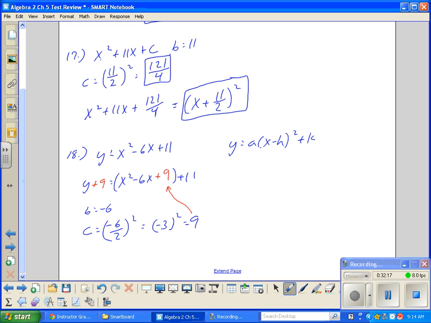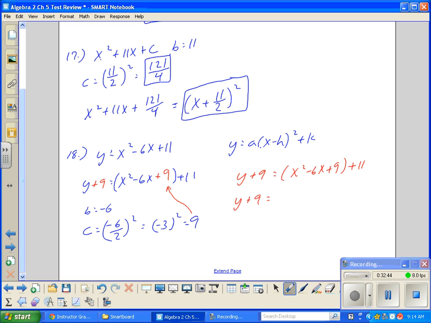So now we're at y plus 9 equals x squared minus 6x plus 9 plus 11. And that x squared minus 6x plus 9 is a perfect square trinomial, which we can write as the square of a binomial. And the square of the binomial is x plus b over 2.